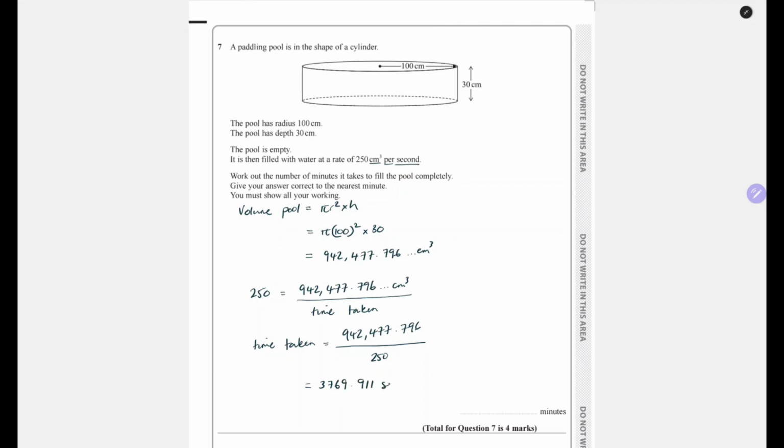If we plug that into our calculator, we get 3,769.911 seconds. Now the question is asking us to make it into minutes, so we're going to divide it by 60. And that gives us roughly 62.83 minutes. Now the question has asked us to give our answer to the nearest minute, so we need to round up. So that is 63 minutes.